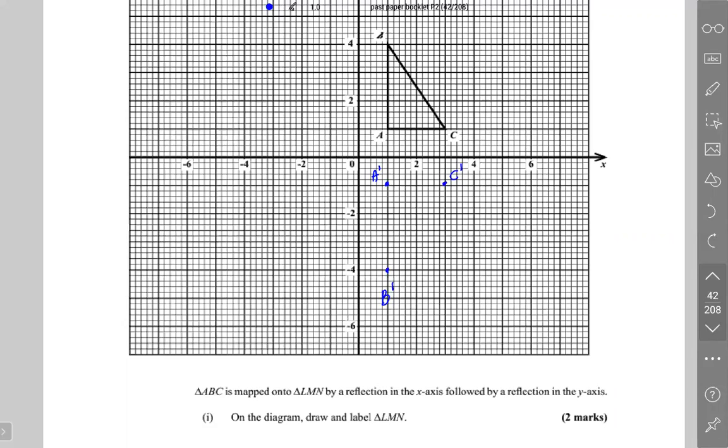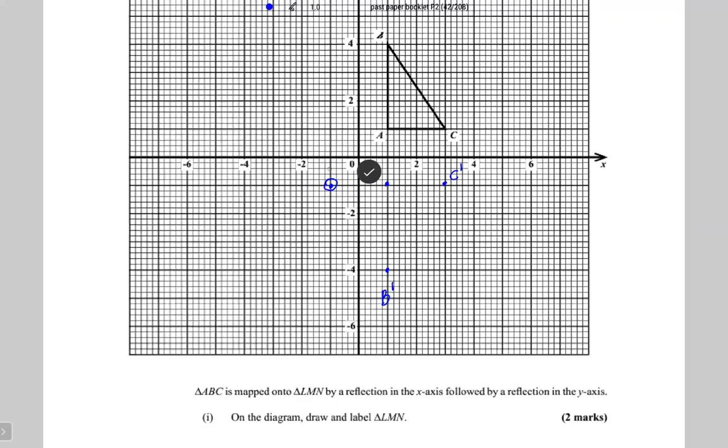Now, I'm going to reflect A prime in the y-axis to get L. A prime is 1 unit from the y-axis, so L would be 1 unit from the y-axis, but on the other side. This would be L. The reflection of B prime in the y-axis will give you M. B prime is 1 unit from the y-axis, so M would also be 1 unit, but on the other side. I'm reflecting A prime, B prime, C prime in the y-axis. This is M.